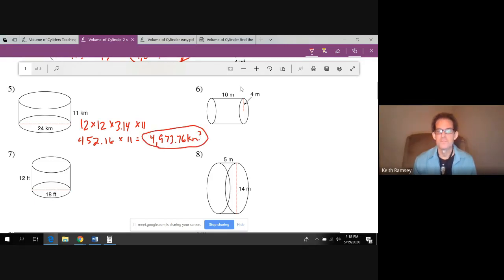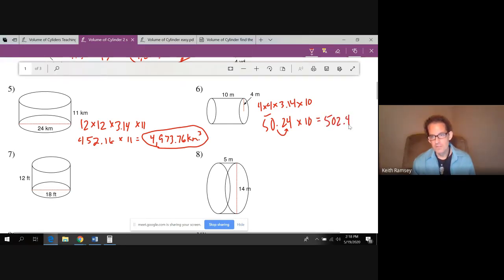for number 5. Okay, let's look at number 6. So they're giving me the radius. That's what we want. So I have 4 squared times pi times 10. So I know 16 times pi is 50.24. I'm multiplying by a power of 10, so I'm going to move the decimal one space to the right. And I'm going to get 502.4 cubic meters for number 6.